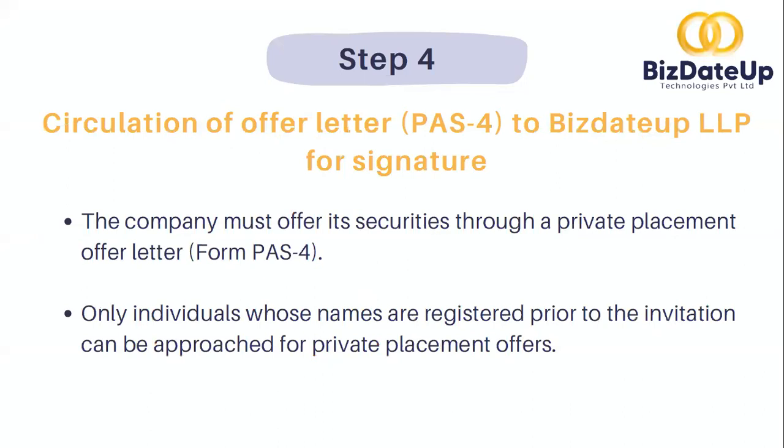Next, once the form MGT 14 is filed and approved by the ROC, the company will start rolling out the offer letter. Now what is the offer letter? There is a specific format in PAS 4, which has been defined by the Companies Act. In that, all the major and important items are mentioned: details of the company, financial details of the company, the valuation which the company has obtained, from which valuer they have obtained it, and what they are planning to raise, and the amount of investment they are planning to raise. All these details are covered in the offer letter.